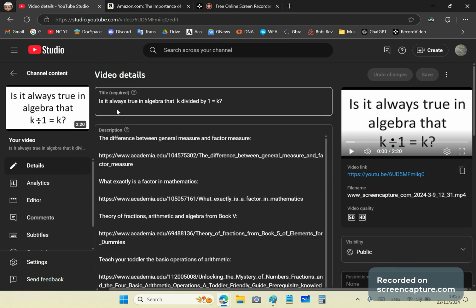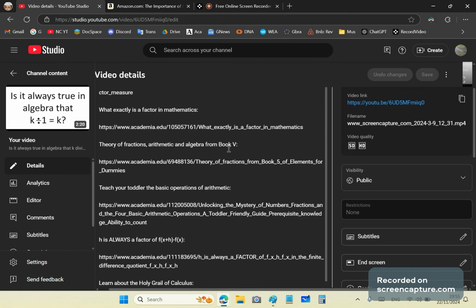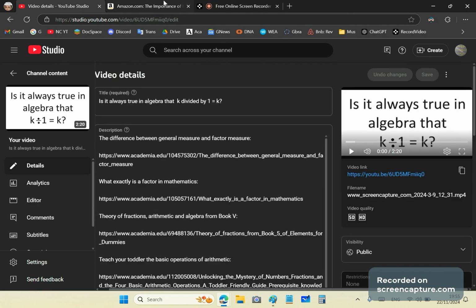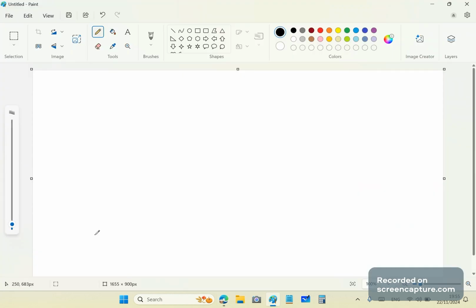Basically, the question was, is it always true in algebra that k divided by 1 equals k? Well, it depends on what k is. Because mainstream academics have never understood the basics of mathematics. And let me explain here. I'll come back to that page in a moment. Don't worry.